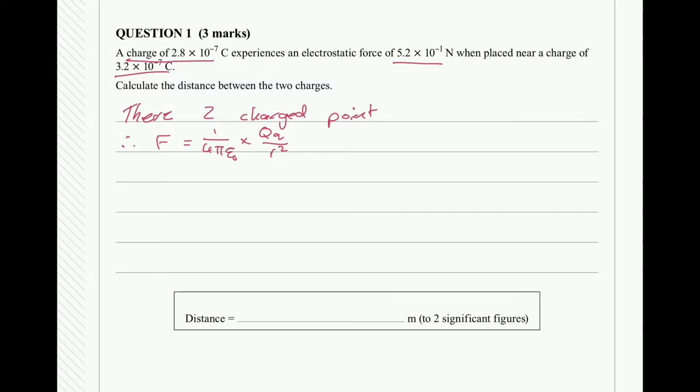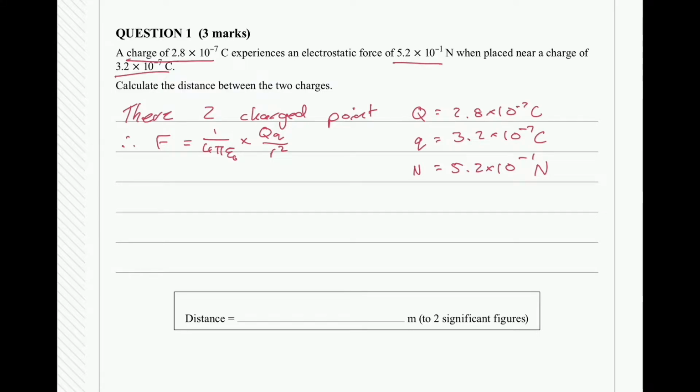So let's list out what variables we have here. Capital Q can be one of our charges. Whilst we read through the question, it's important to check as well that the units you've been given are correct. So we've been given a charge of 2.8 times 10 to the negative 7 coulombs, and that's correct. I don't need to change that. Our second charge is going to be this 3.2 down the bottom here. So 3.2 times 10 to the negative 7, and that's in coulombs as well. And then finally, our force, F, is equal to 5.2 times 10 to the negative 1 newtons. So fantastic. Again, that's in the correct units.